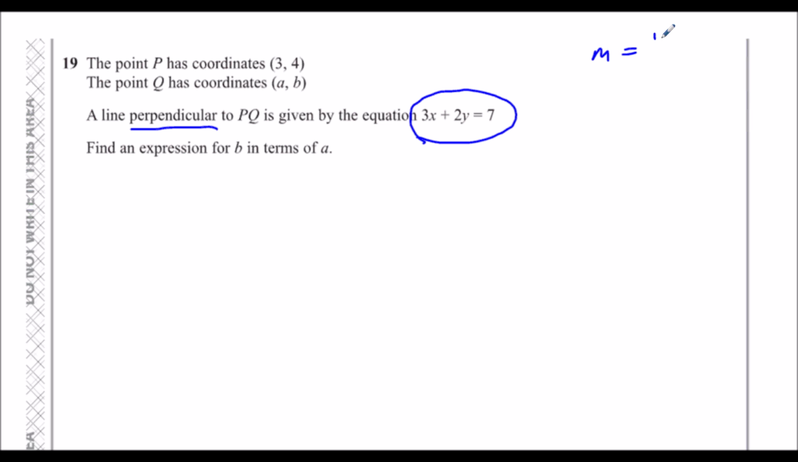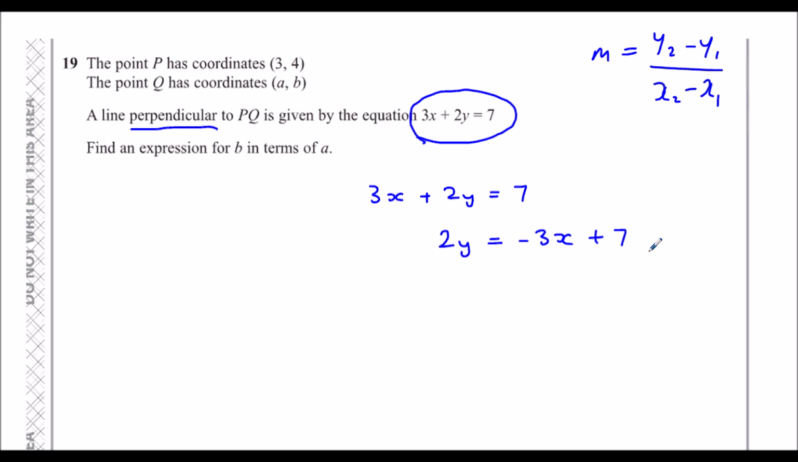which we can use in our gradient formula, the change in y over the change in x. So let's work out the gradient first. We've got 3x plus 2y equals 7. We want it to be in the form y equals mx plus c to get the gradient. So I need to make y the subject of the formula, get y by itself. I'm going to take away 3x from both sides. I'm going to write the minus 3x in front, because that's more like the form y equals mx plus c. And then I'm going to divide everything by 2, so half every term.